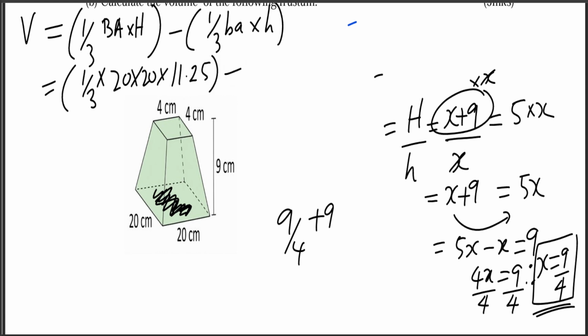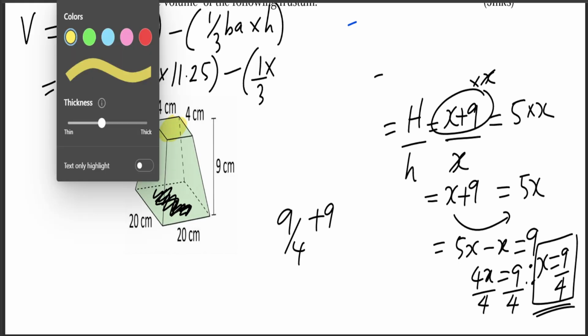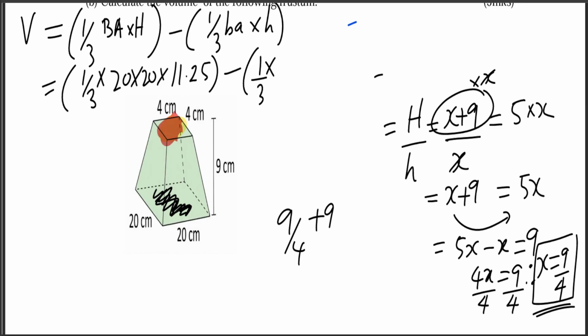Times 11.25, minus a third times the base area of the smaller pyramid, which is here. So a third times 4 times 4 times your smaller height, x, which is 9 over 4. 9 divided by 4 is 2.25. 9 over 4 is 2.25. So again, very easy from there.